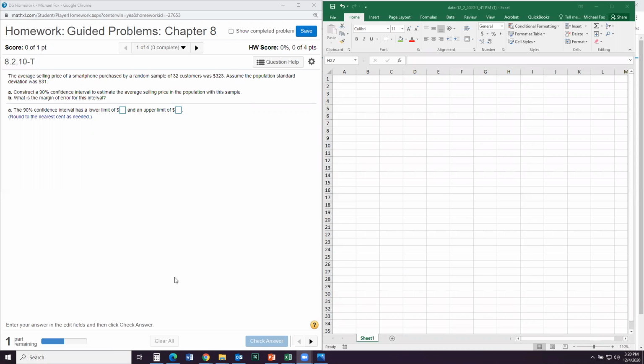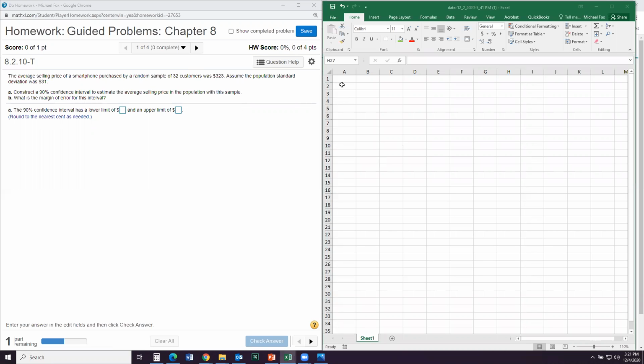So the first one is the average selling price of a smartphone purchased by a random sample of 32 customers was $323. Assume the population standard deviation was $31. Construct a confidence interval to estimate the average selling price in the population and calculate the margin of error.